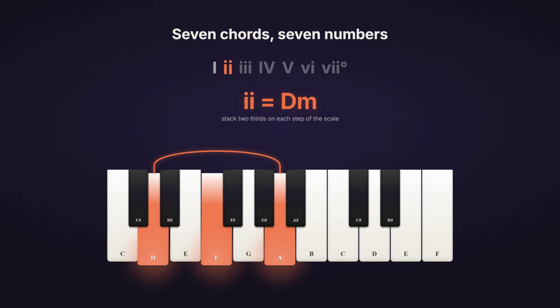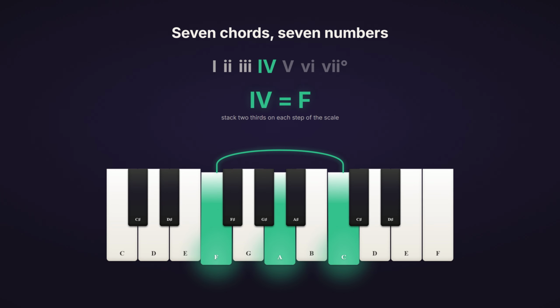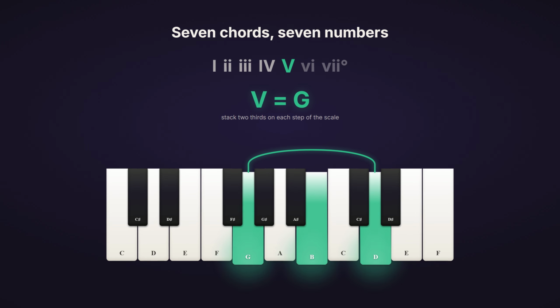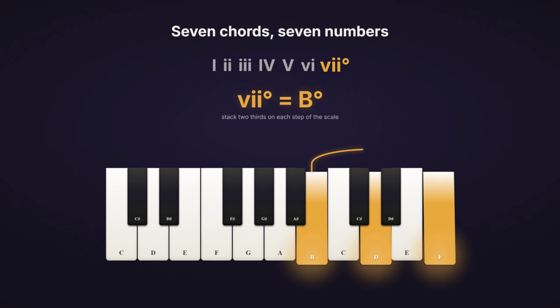Now move to the next note of the scale and do the same thing, D, F, A, a chord built on the 2nd degree, the 2 chord. Take the next note up, E, and stack thirds, E, G, B, the 3 chord. The next note, F, gives you F, A, C, the 4 chord. The next note, G, gives you G, B, D, the 5 chord. The next note, A, gives you A, C, E, the 6 chord. And the next note, B, gives you B, D, F, the 7 chord, right at the top.